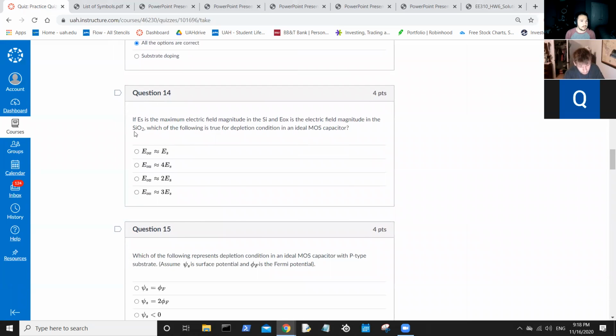Question 14. If ES is the maximum electric field magnitude in the silicon, and EOX is the maximum electric field magnitude in the silicon dioxide, which of the following is true for the depletion condition in an ideal MOS capacitor? This one is just a memorization thing because it's just the depletion condition. It's just a parameter that you can memorize, and that parameter happens to be this one. It's equal to 3 times the silicon magnitude for the oxide.